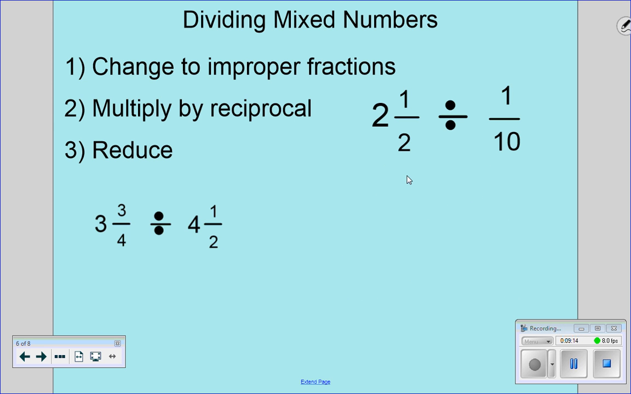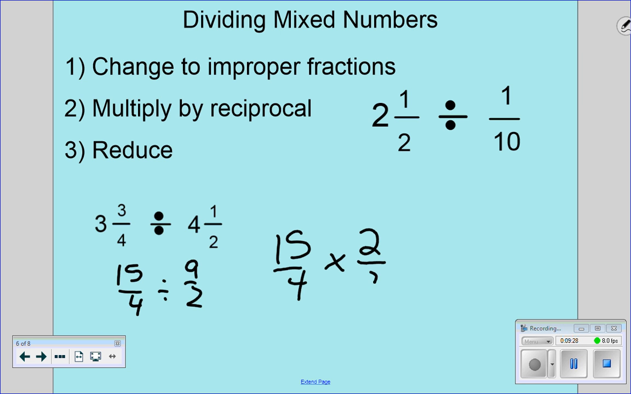All right, let's do this one. So this would be 15 over 4 divided by 9 over 2, which is 15 over 4 times 2 over 9. See how I did it in steps? Do yours in steps. Make it a lot easier.